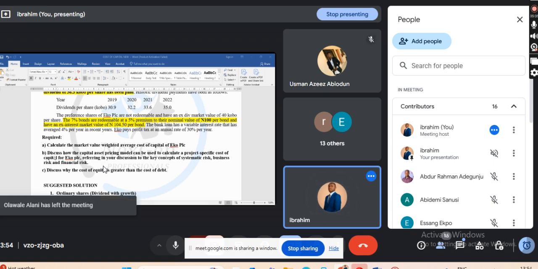So, in the absence of that, discuss why cost of equity is greater than cost of debt. Please, we already know this one. Someone should, okay, you can unmute your mic. Explain why cost of equity is greater than cost of debt. Please, unmute your mic. Or should I call him? Abdurrahman, let me call him now.